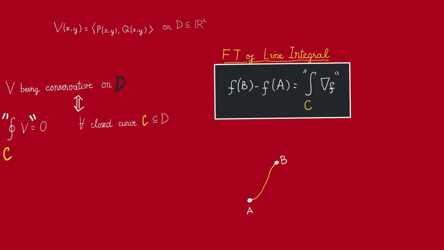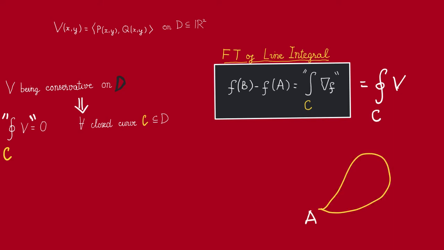We want to show that V is conservative on D if and only if the integral of V along any closed curve in D is 0. So let's first show this direction. Well, if V is, say, the gradient of some f, then the integral of V along any closed curve, by this formula, is just going to be f(a) minus f(a), which is 0.